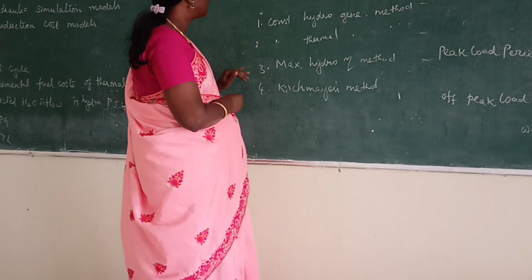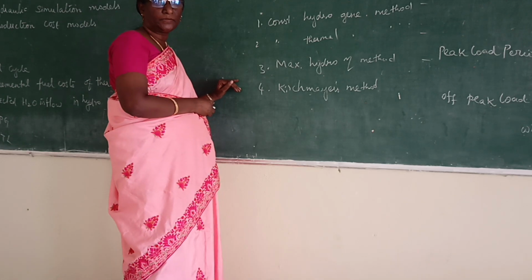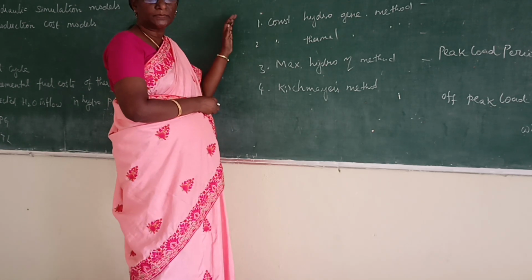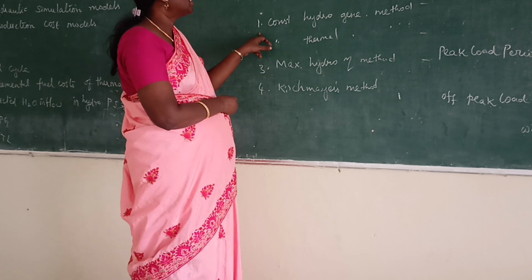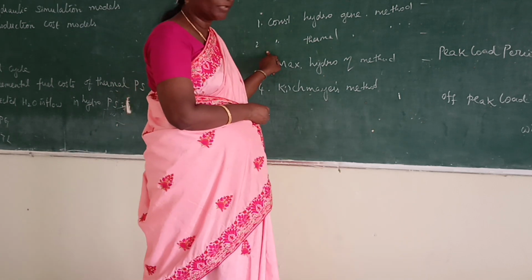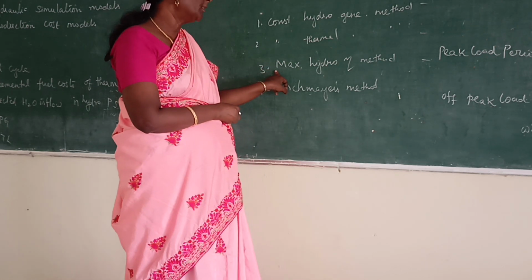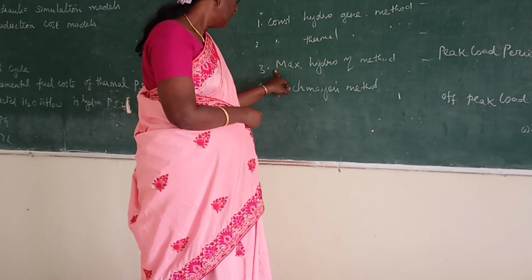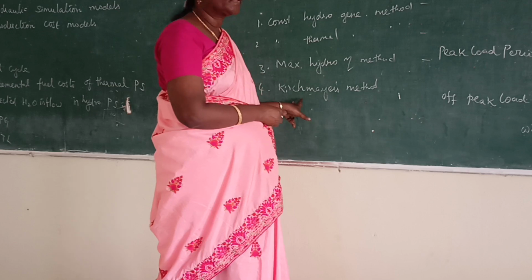So these four methods are used to calculate by the short term method. First one, constant hydro generation method. Second one, constant thermal generation method. Third one, maximum hydro efficiency method. And fourth one, fixed-power method.